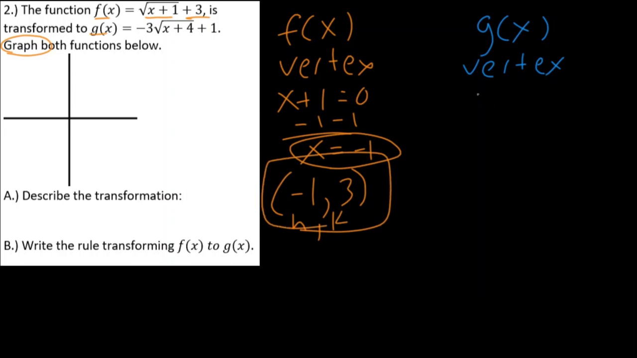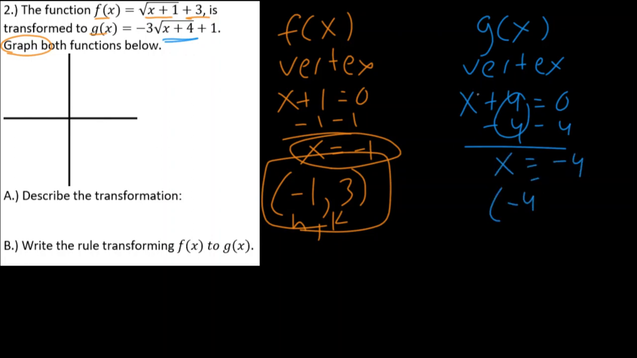Now, in this blue, this is where I have g of x. I take my grouping, this x plus 4, I set it equal to 0. And of course, to get rid of the positive 4, I subtract 4 from both sides. And our vertex is at negative 4, comma, positive 1. And that's my h comma k. Now from here, let's go ahead and graph these.